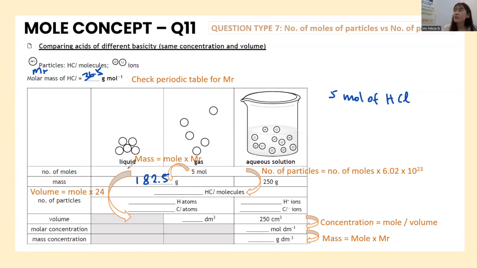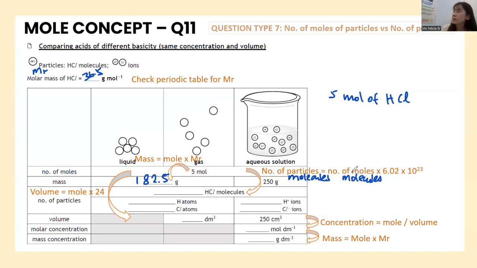So you see, because HCl exists as molecules, if you look at the number of particles, the particles will be in molecules form. So this is the original form. So what you need to do is, number of molecules means that it would be the number of moles of the molecules, then times the Avogadro's constant.